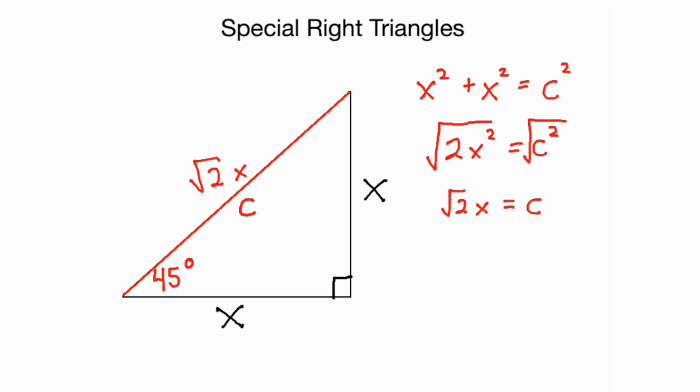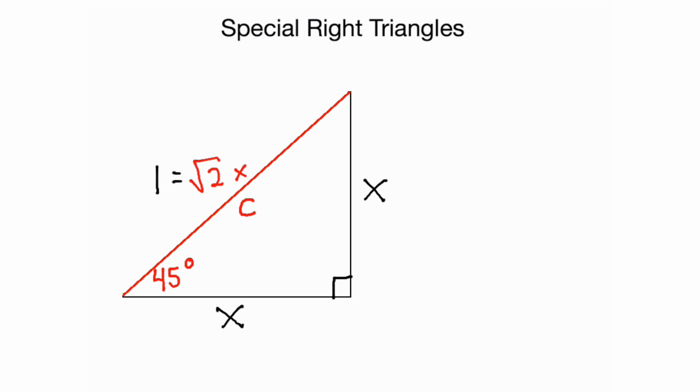Now we want to make these two triangles comparable. So what we're going to do to compare them, we're going to set each of the hypotenuses equal to 1. So with the hypotenuse of 1, I want to find the actual length of each side. So I need to figure out the value of x.